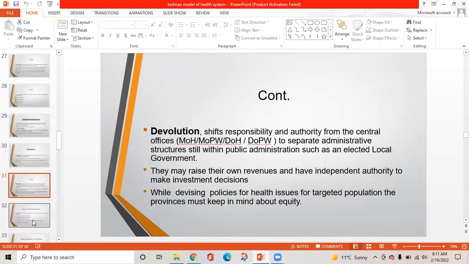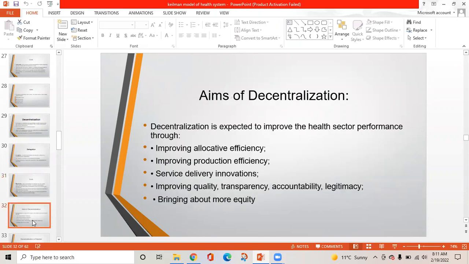Now, devolution. This shifts responsibility and authority from central offices to separate administrative structures still within public administration, such as elected local government. They may raise their own revenues and have independent authority to make investment decisions. While devising policies for health issues for the target population, the provinces must keep equity in mind.